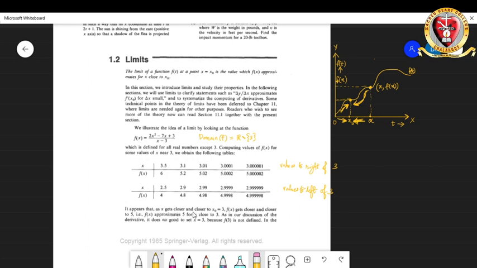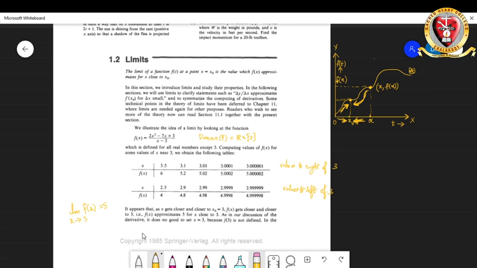So as x gets closer and closer to 3, f of x gets closer and closer to 5. That is, f of x approximates 5 for x close to 3. It is represented as limit x tends to 3, f of x is equal to 5. You will see how it is represented later on. I'm just mentioning it earlier. This is how we represent it here.